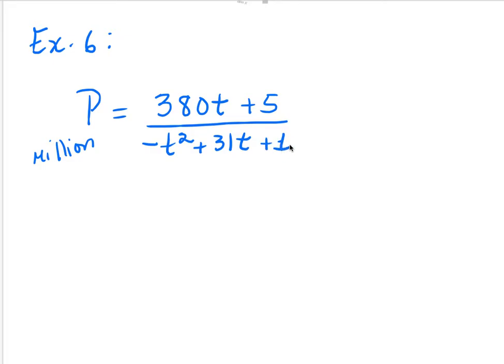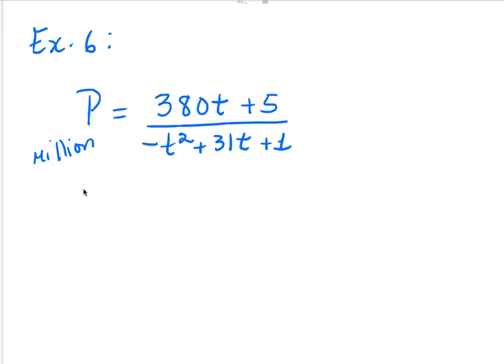Okay, so this represents the Professional Rodeo Cowboys Association events. And this is the model of what the prize money was equal to, where T represents the number of years since 1980. It asks during which year was the total prize money about $20 million.